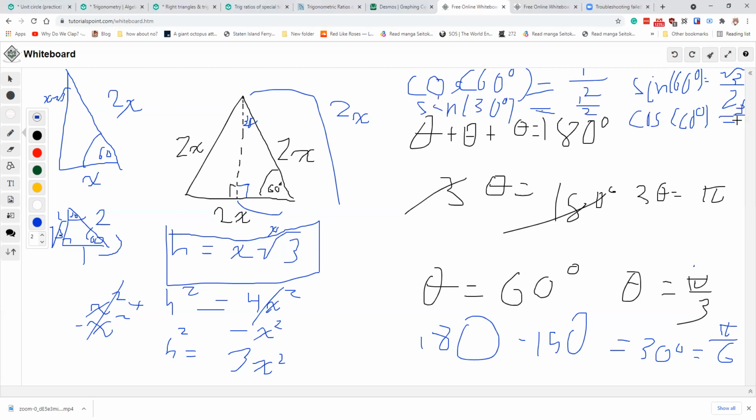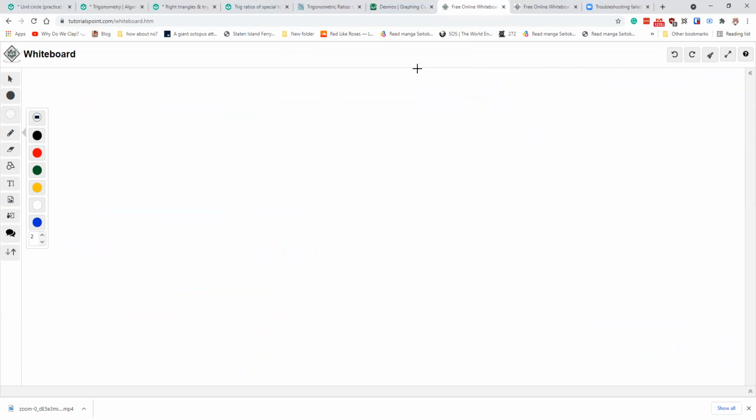This is one of what we call special triangles. 30, 60, 90, and it's often called just the 30, 60, 90 right triangle. The other one is something we actually went through in the unit circle video, but let's go ahead and go over it again, but with the right triangle trig this time.